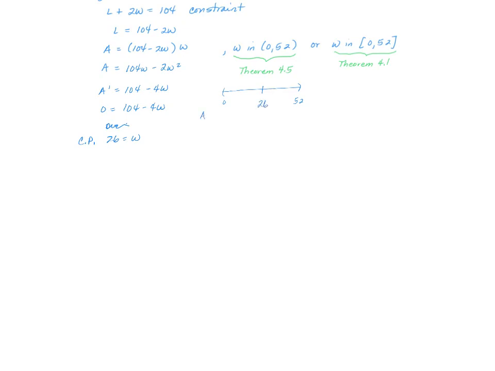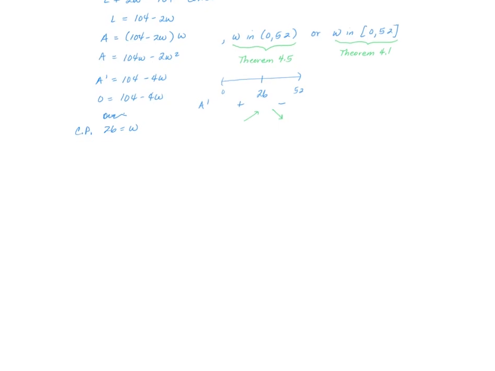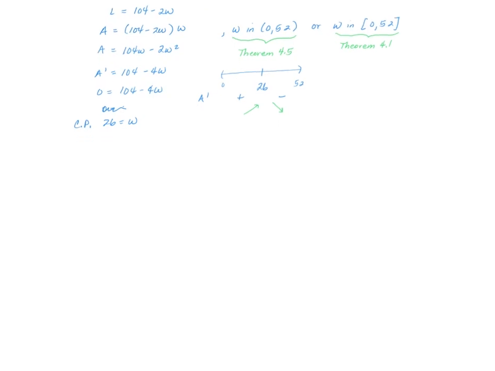When I test my derivative for the area, let's see, if I put in 1, I get a positive, and if I put in 30, it's going to be negative. So we went from positive to negative. That gives me a local max, but since there's just one local max by theorem 4.5, that local max is an absolute max.